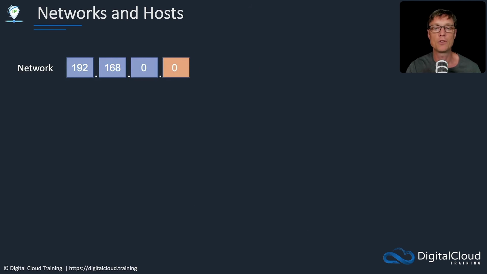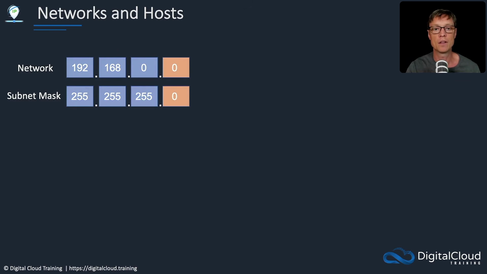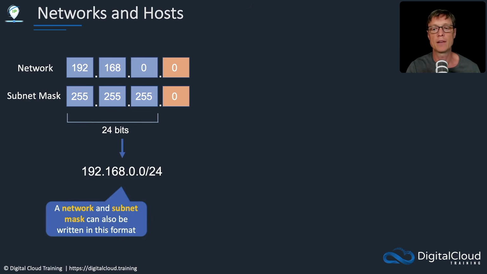We have our 192.168.0.0 network with a subnet mask that looks like this. Now, this is 24 bits, a 24-bit subnet mask, because we have 8 ones in those first 3 octets. And that means it's a /24 network. It's another way of representing the subnet mask. And that's the format you'll often work with in AWS.